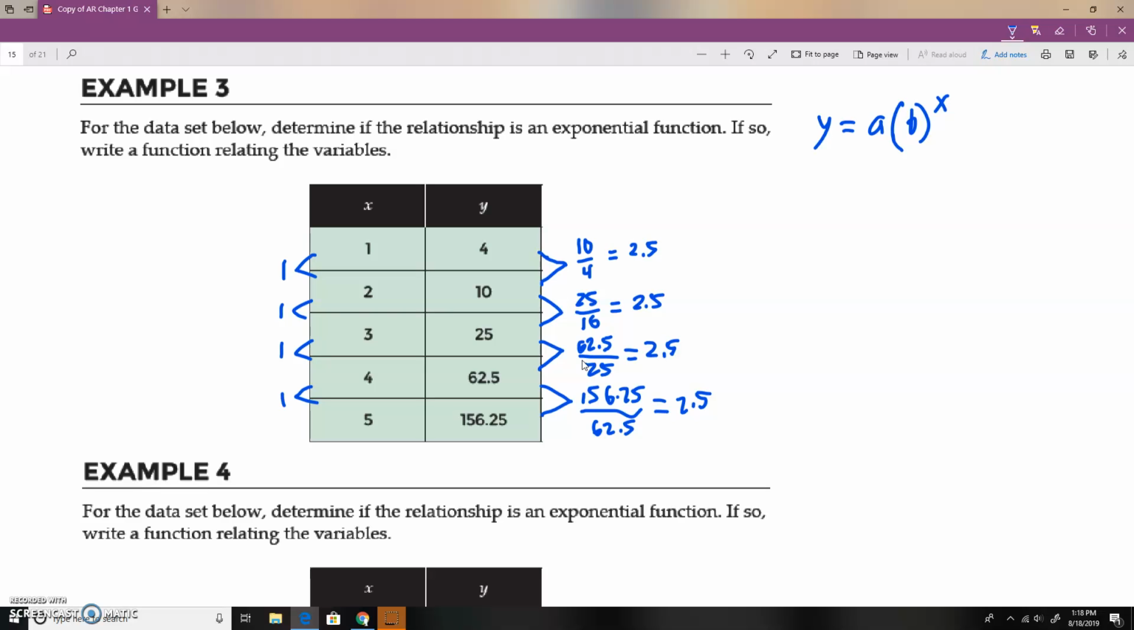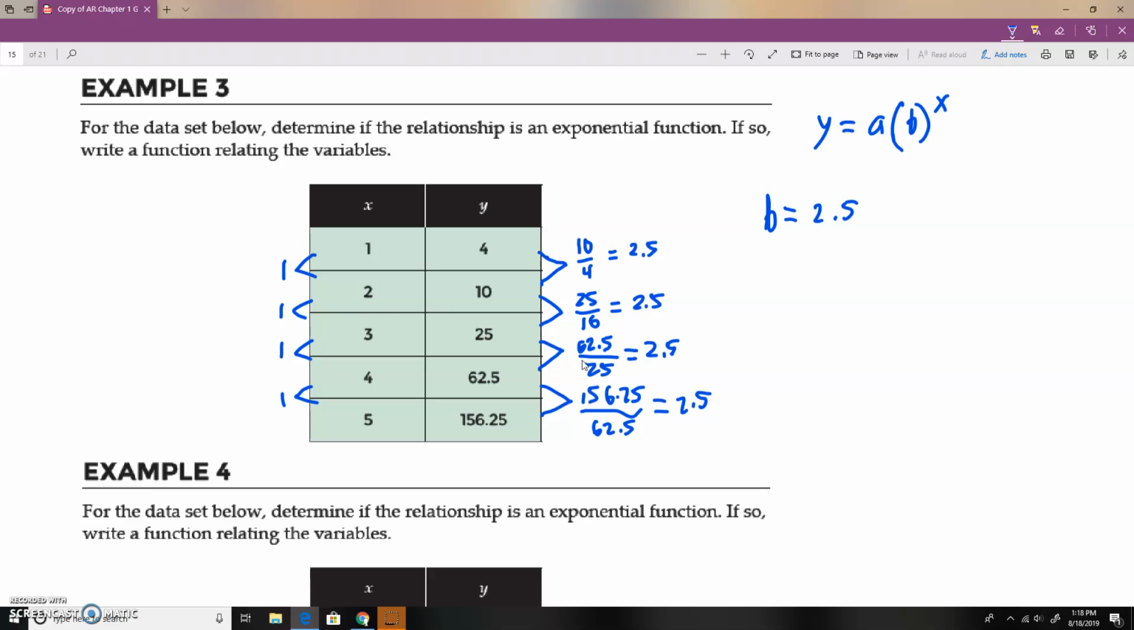So we can therefore use an exponential function on this. Now, in order to write our exponential function, first of all, our b value is equal to whatever the ratio was. So in this case, our b value would be 2.5.